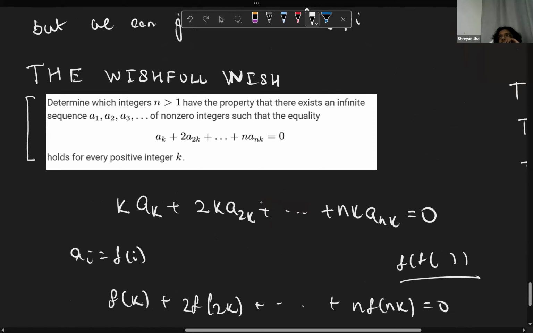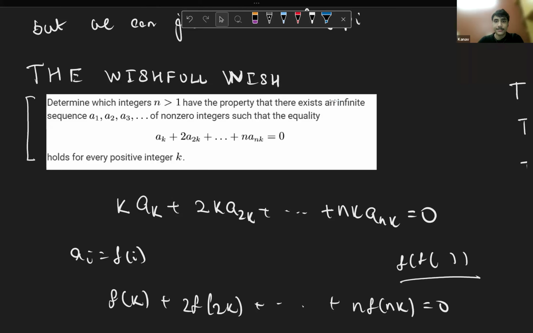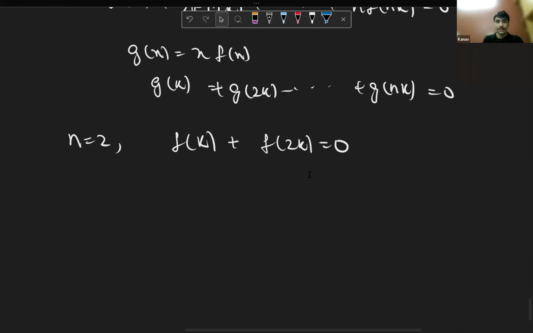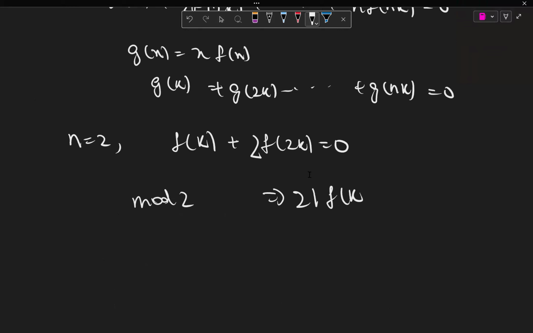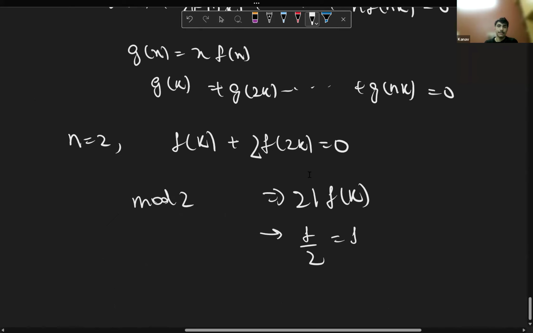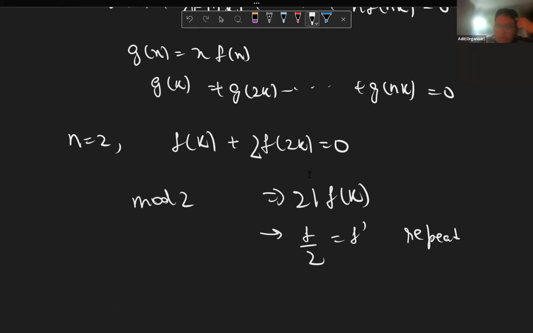Because then we have infinite descending and infinite increasing, and they just don't work. Yes, that's correct. So for n equal to 2, things are not so nice. Look at mod 2. Then 2 divides f of k, and then 4 divides f of k because 2 divides f of 2k, and so on. So you can just say f divided by 2 is f prime and keep on repeating this. So 2 fails.